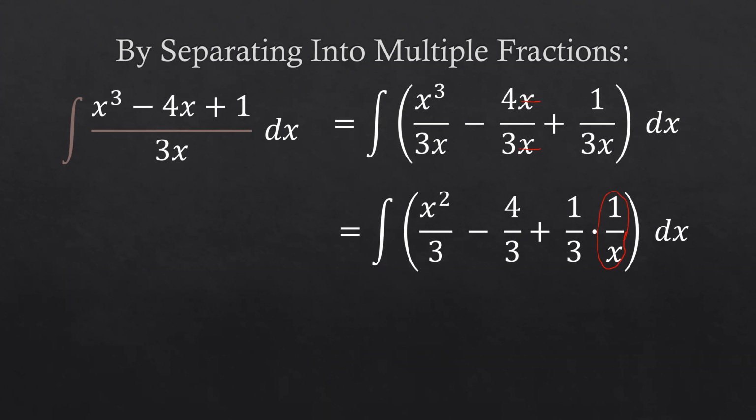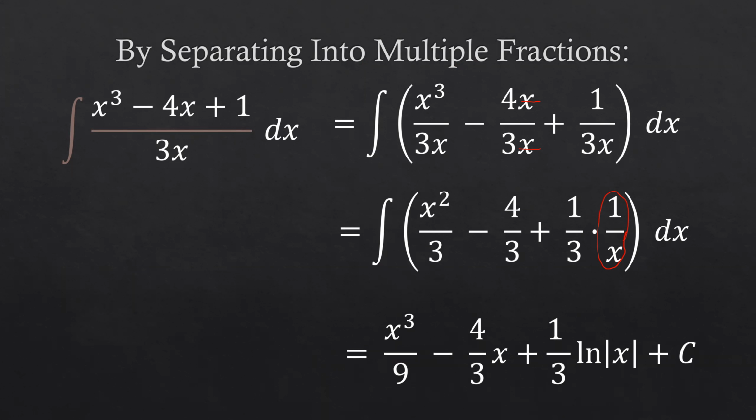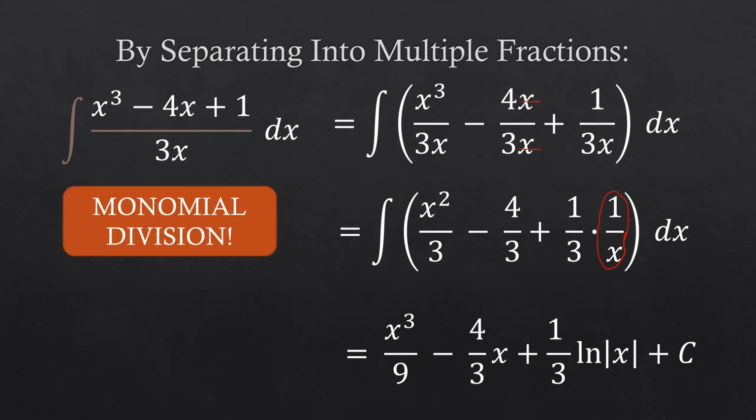So does 1 over x ring a bell? Yes, that would be ln x, right? Now we take the integral of that. We'll get x to the third over 9 minus 4/3 x plus 1/3 ln of absolute value of x. And don't forget the plus c. And that is what we have seen in algebra classes as division of monomial, right?